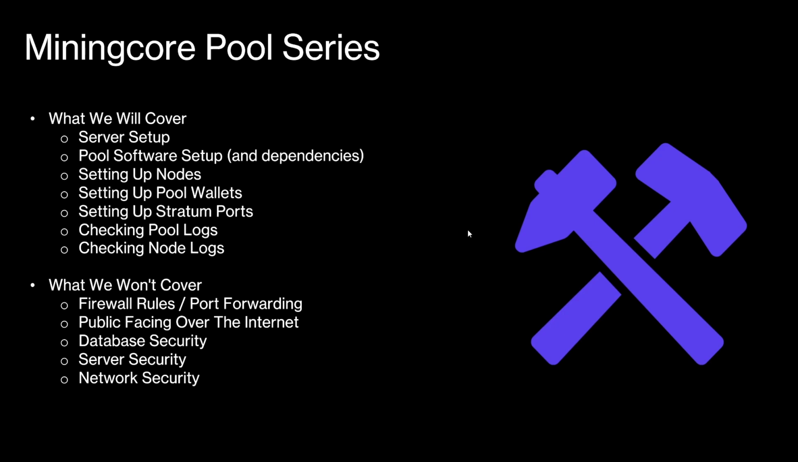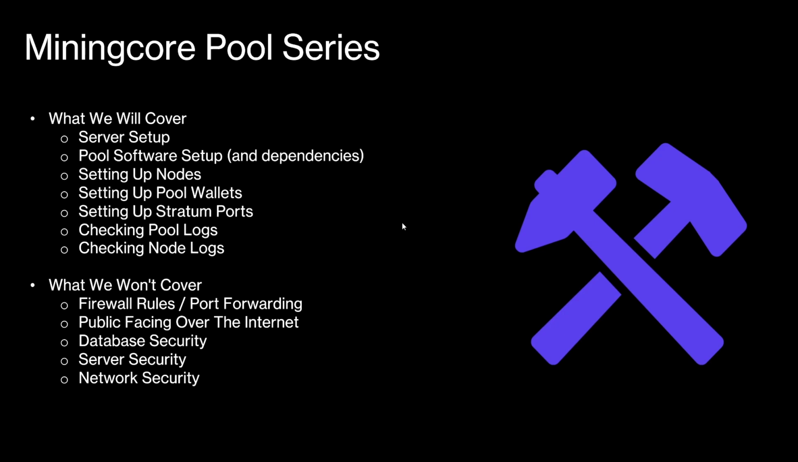So let's quickly cover what we're going to cover and what we're not going to cover in this series. So we're going to cover setting up the server, setting up the pool software and all of its dependencies that are needed, setting up nodes, setting up pool wallets, setting up Stratum ports, and how you can configure multiple ports for varying difficulties if you want, how to check those pool logs, and how to also check the node logs and make sure everything's working.